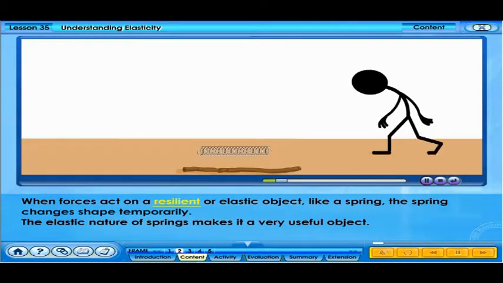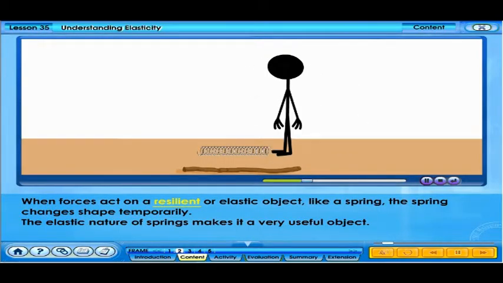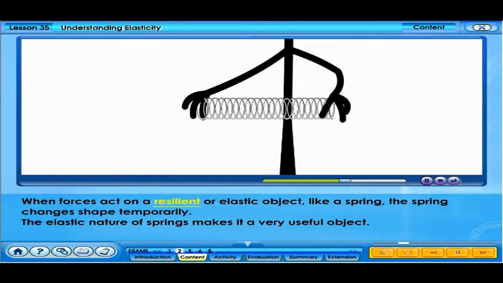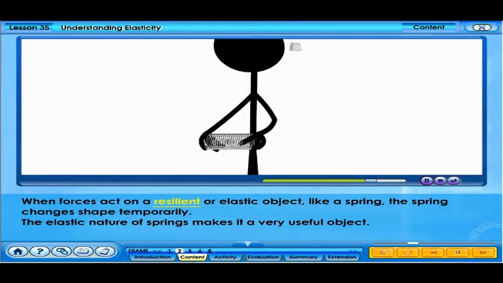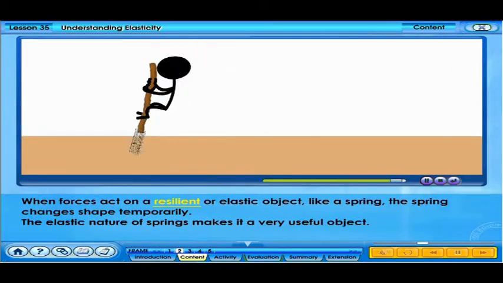When forces act on a resilient or elastic object, like a spring, the spring changes shape temporarily. Springs are coiled lengths of certain types of metal that can be stretched or compressed by applying a force to them. This makes the spring a very useful device in many different situations. Can you name some situations in which springs are useful?